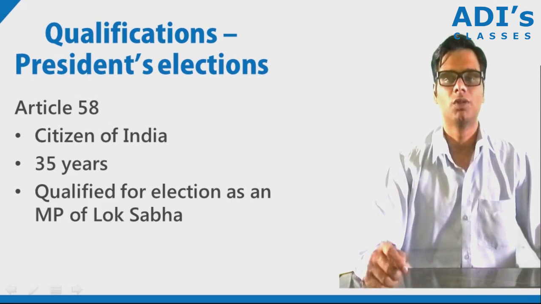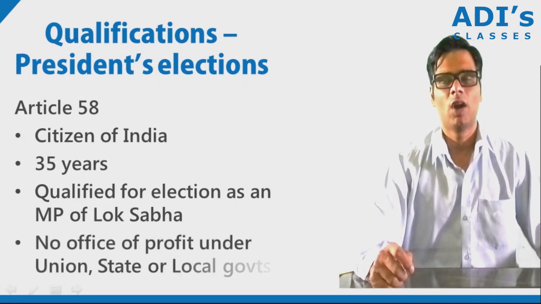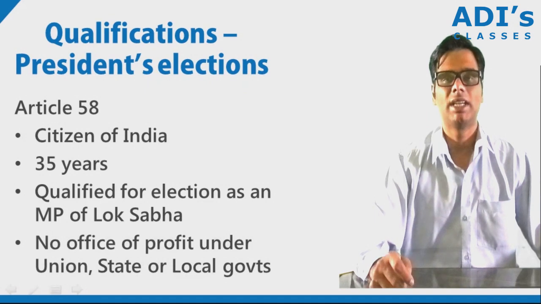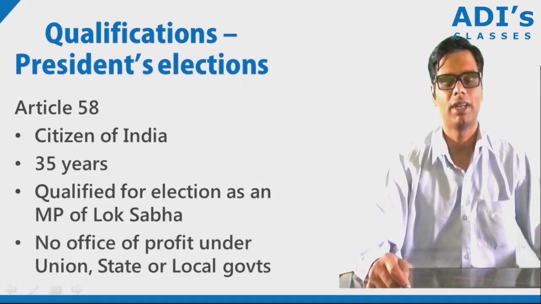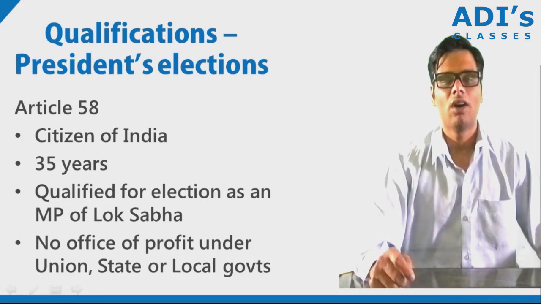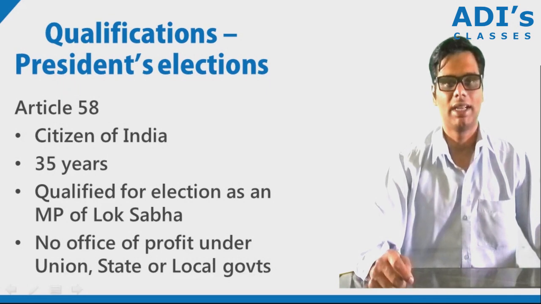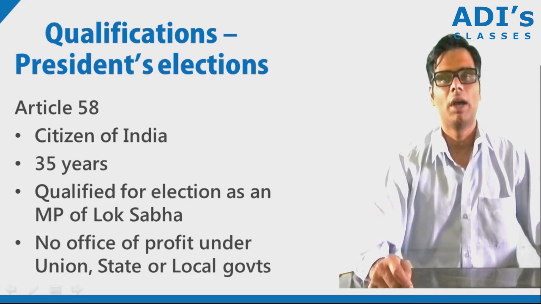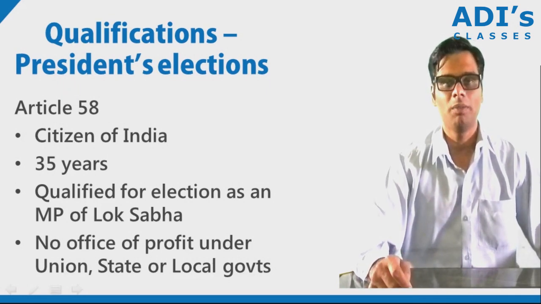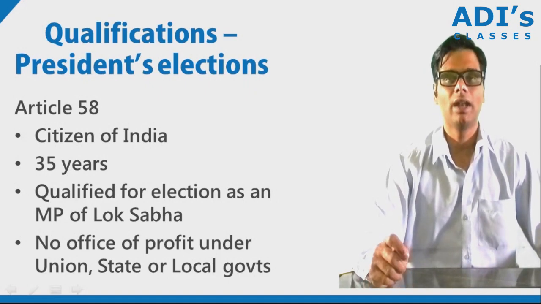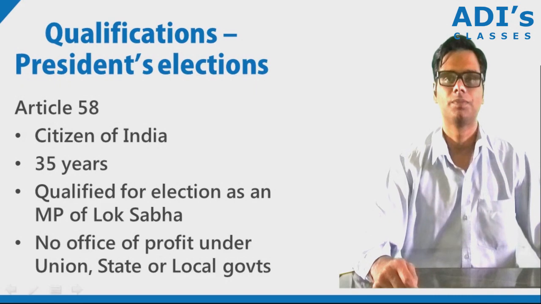Such a person who wants to be a president shall not be eligible for election as president if he holds any office of profit under the government of India or the government of any state or under any local or other authority subject to the control of any of the said governments. So a person who wants to be a president cannot be president if he holds any office of profit under the union government, state governments or even the local governments. So he can hold no office of profit.